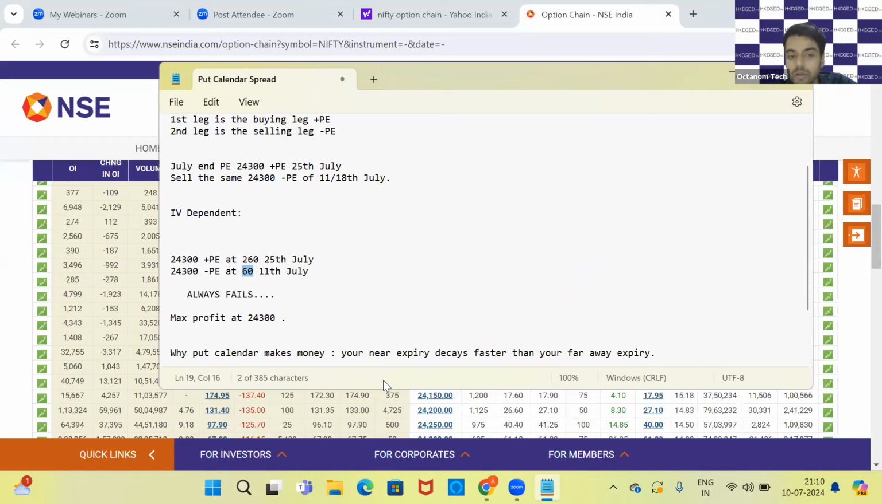Is this clear to everyone? Before going ahead, I have to make sure that the statement is clear. Why does a put calendar make money? Because your near expiry decays faster than your far away expiry. Once, please, Masan, I didn't get your doubt.